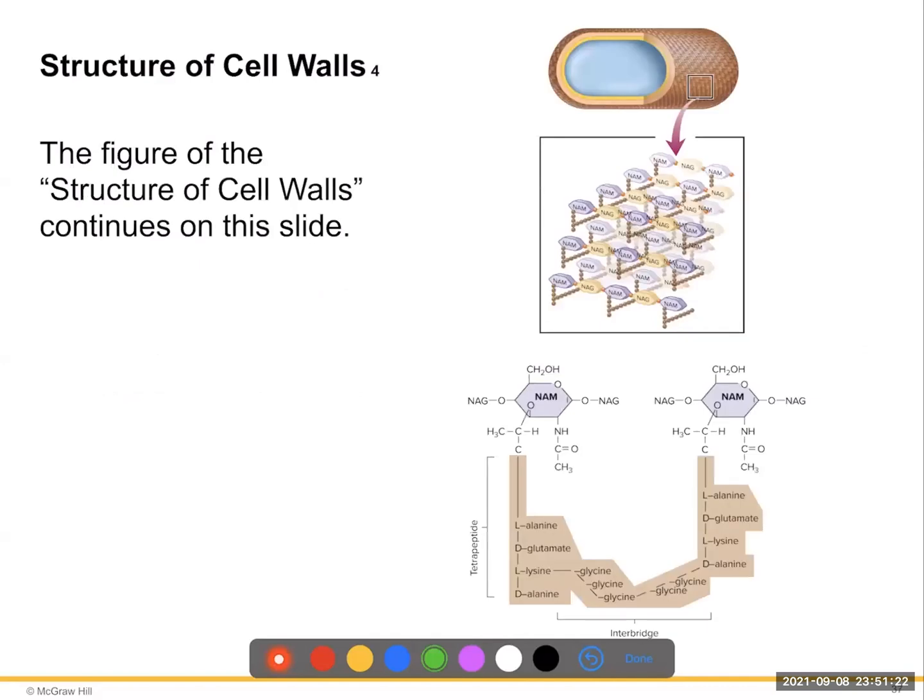Okay? And you can see the different linkages of the different NAM molecules and NAM and NAG molecules here, and how they have crosslinks. And that forms a thick cell wall, but it also maintains flexibility so the cell can change shape. And this is their interbridge with amino acids that connect them together.